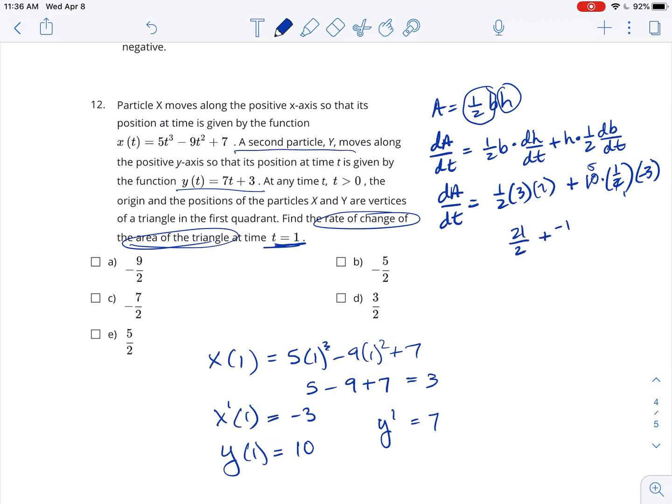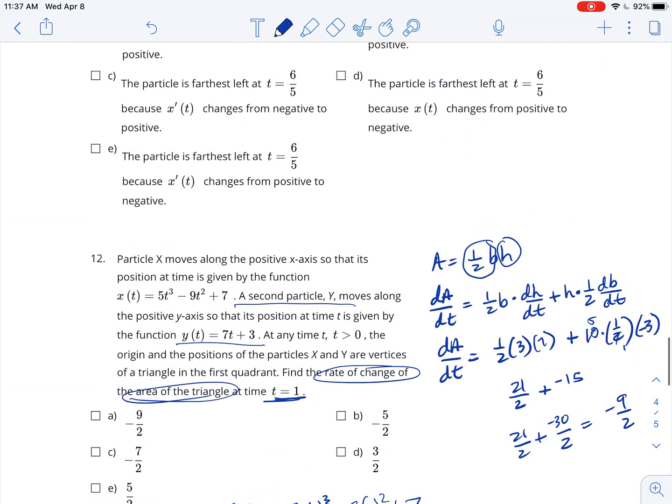So, quick fix. So this is 21/2, -15. So 21/2 plus -30/2, which is going to give you -9/2.